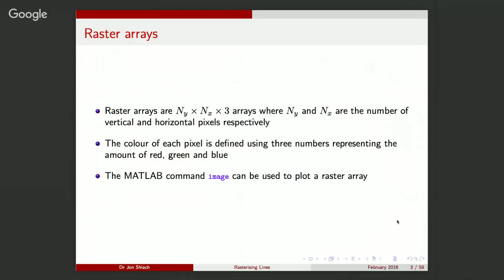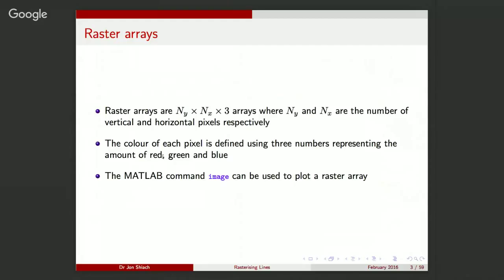So in 3D you have a width, a length, and a height. But in our case, our raster array is NY by NX, whatever the size of our screen is, by 3, so you have 3 levels. Each of these levels denotes a colour. The actual colours they denote are red, green, and blue. And I'll explain about red, green, blue in a minute.